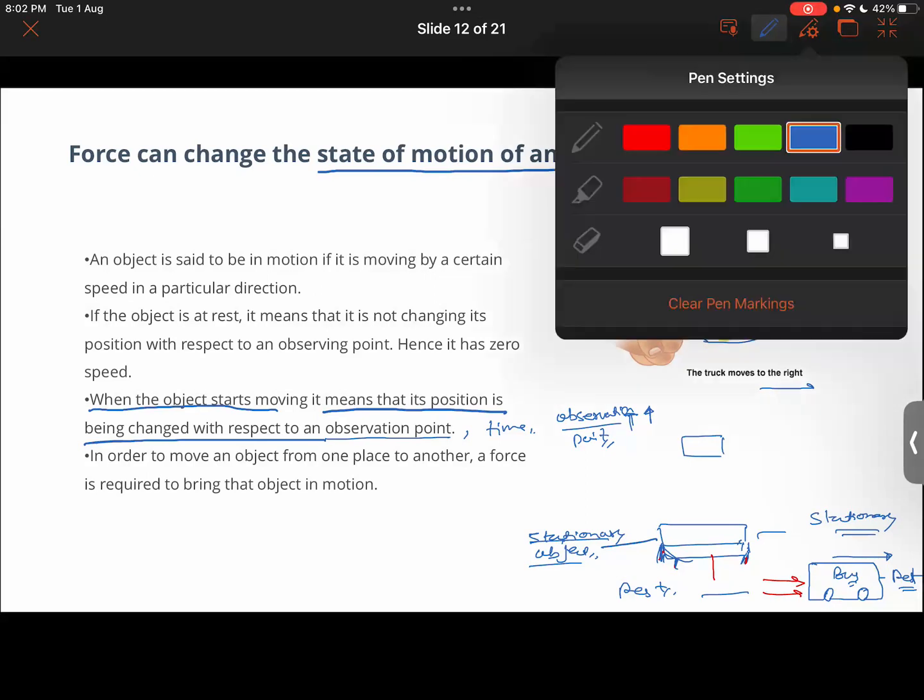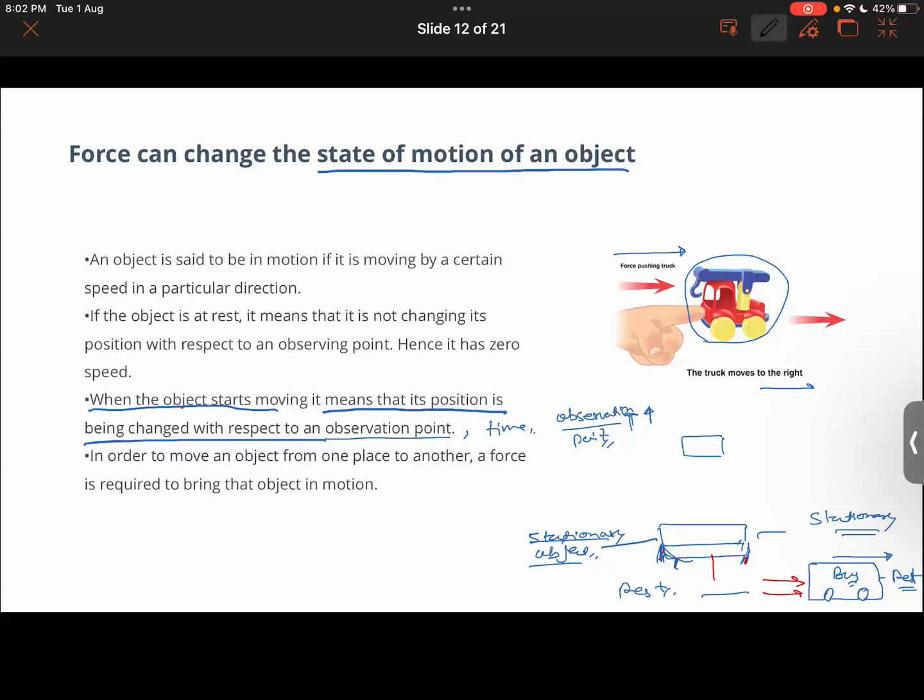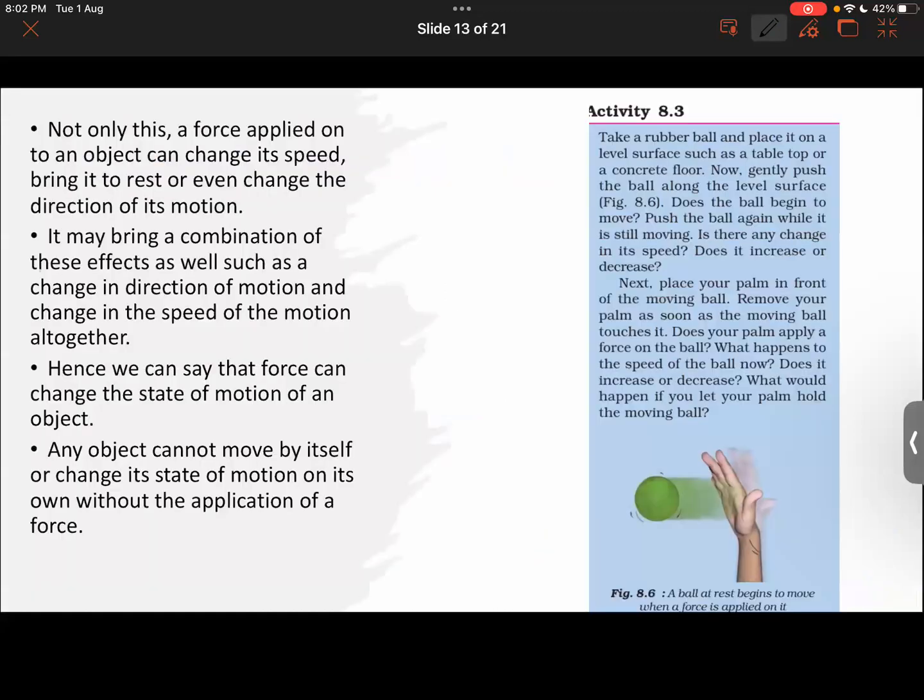Okay, any confusions in this one? No, sir. Okay, good. Now read activity 8.3. Who will read? Arham, you read this activity.